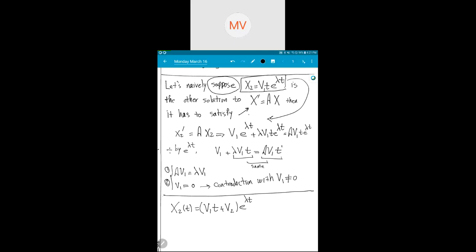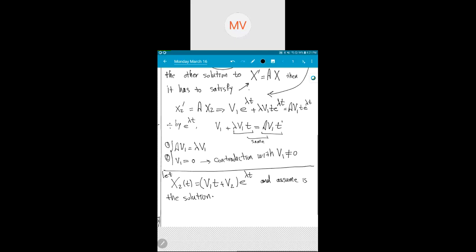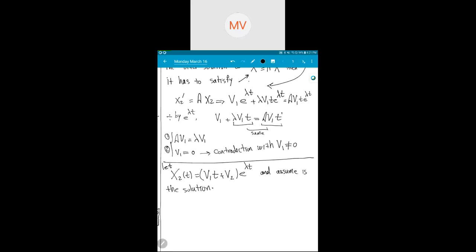So let x2 of t be this guy, and assume it is the solution. Okay. And again, if you get a contradiction, that means this one's not working. But let's see. Since it's a solution, then it has to again satisfy x prime equals Ax. So let's derive that. Of course, it's a product, but we have a v2 term in there.